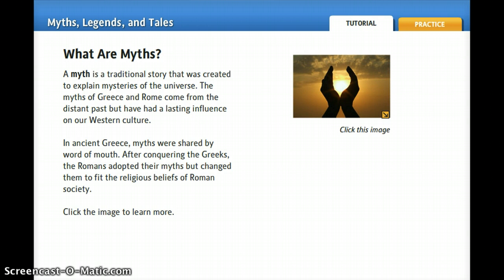A myth is a traditional story that was created to explain mysteries of the universe. The myths of Greece and Rome come from the distant past but have had a lasting influence on our Western culture. In ancient Greece, myths were shared by word of mouth. After conquering the Greeks, the Romans adopted their myths but changed them to fit the religious beliefs of Roman society. Click the image to learn more.